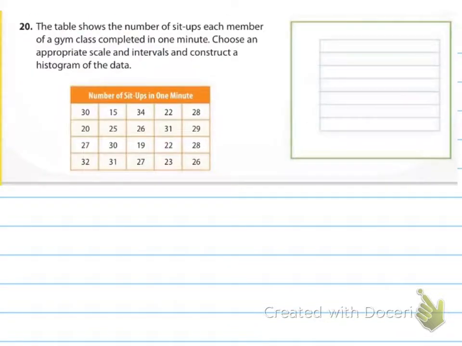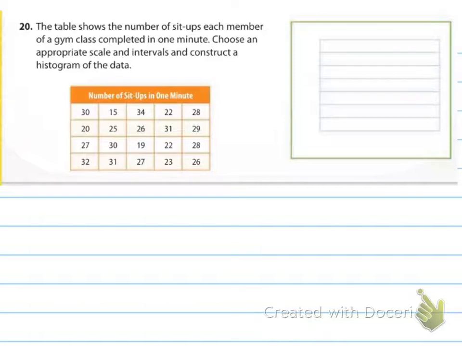All right, so number 20 is going to be the last example I'm going to go over. It says the table shows the number of sit-ups each member of a gym class completed in 1 minute. Choose an appropriate scale and intervals and construct a histogram of the data. They didn't give us anything for our graph, and they didn't even give us a table, so we're going to have to set that up ourselves.